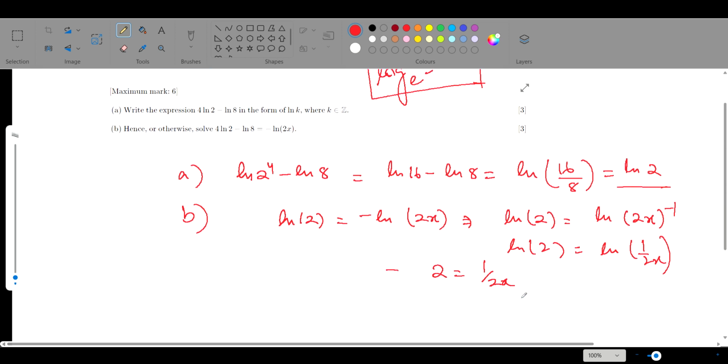So we can do the cross multiplication. So it's 2 times 2x is equal to 1, 4x is equal to 1, so what is x? x is 1 over 4.